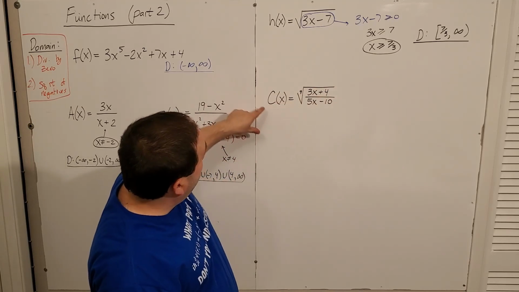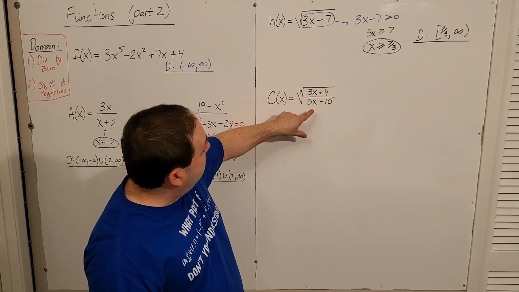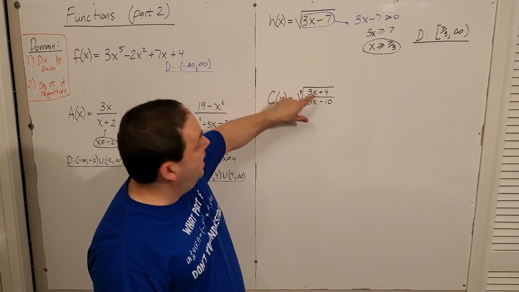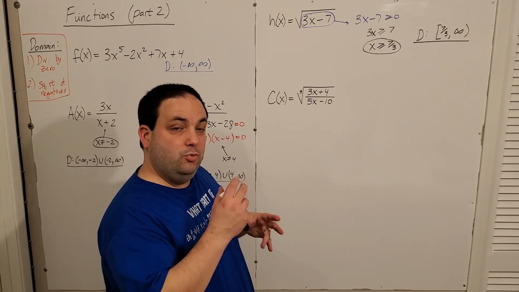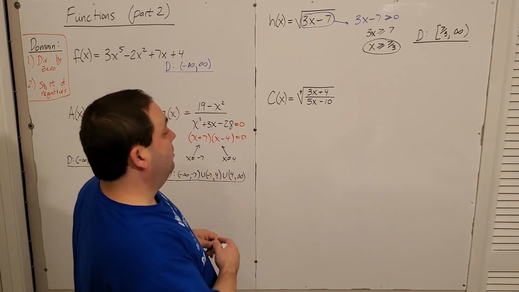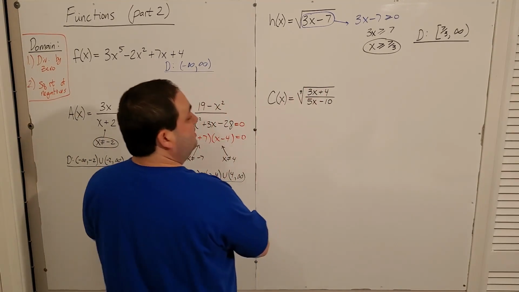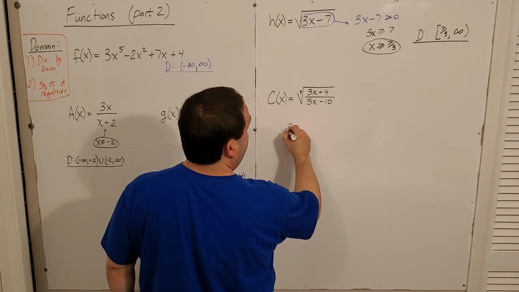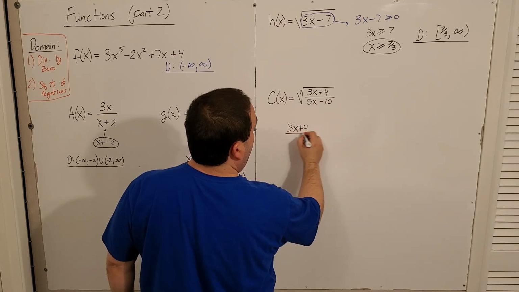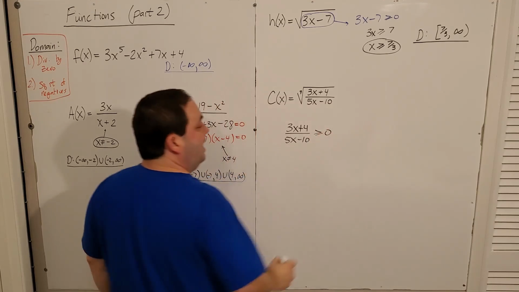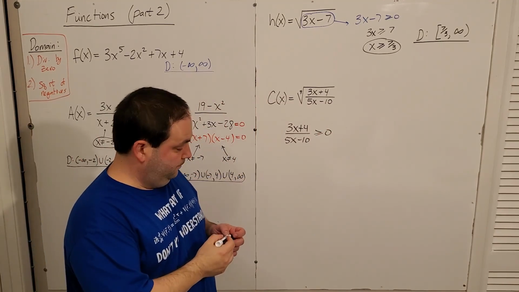Notice this is the same thing. I have an even powered radical, so the inside has to be restricted to non-negative. So I'm just going to take that inside piece, 3x plus 4 divided by 5x minus 10, and that needs to be greater than or equal to 0.